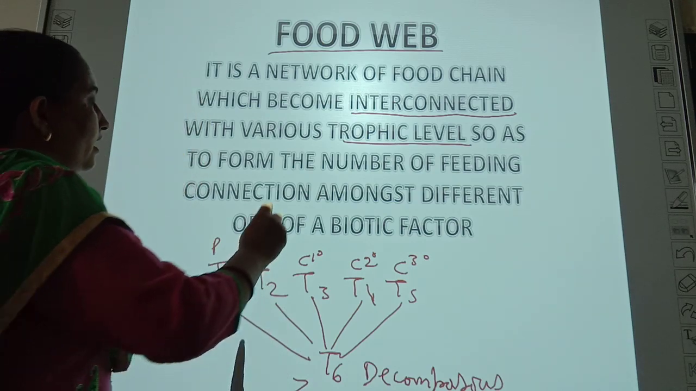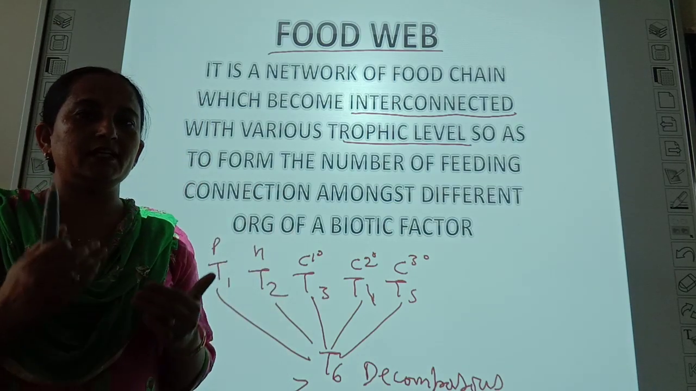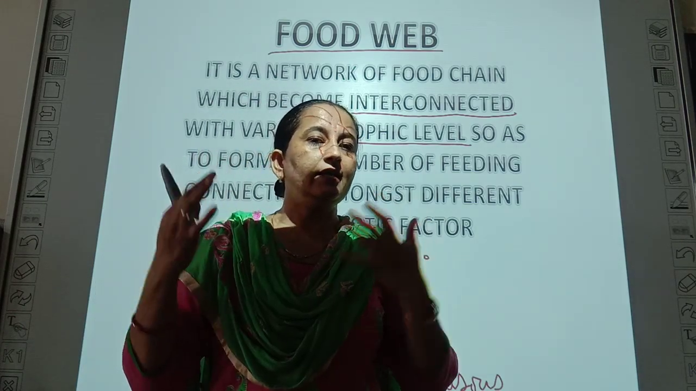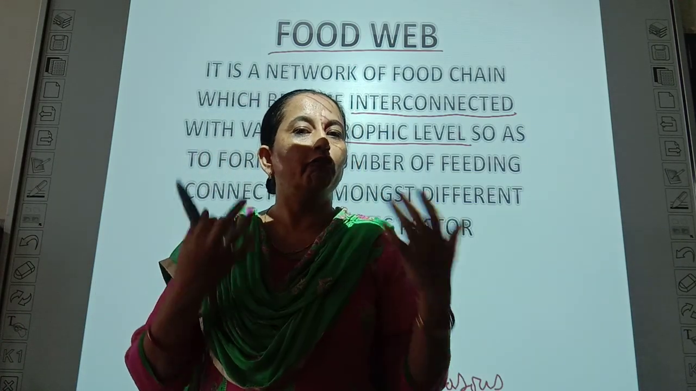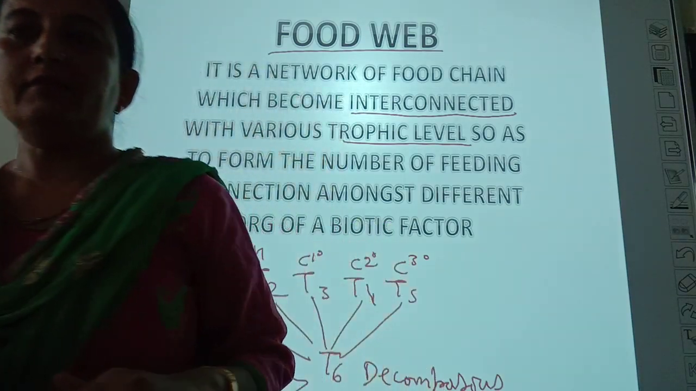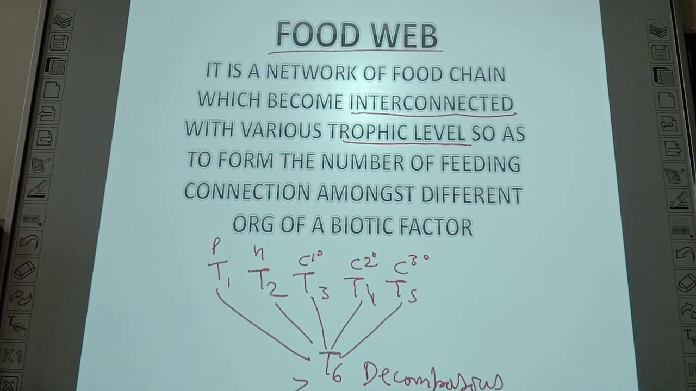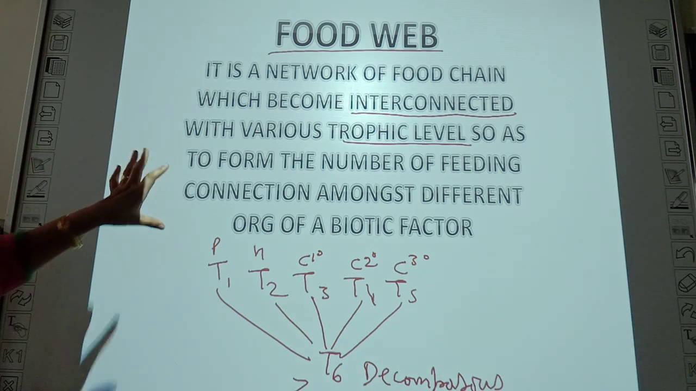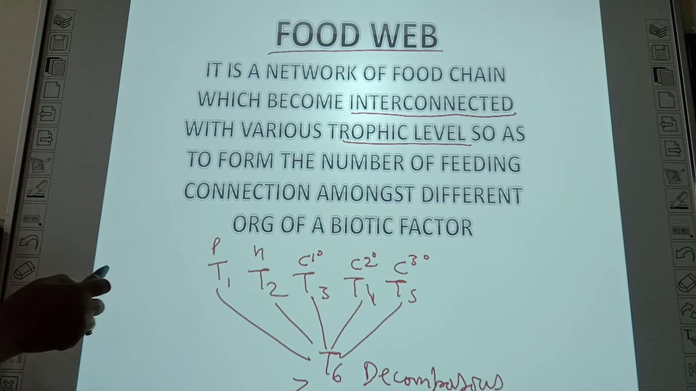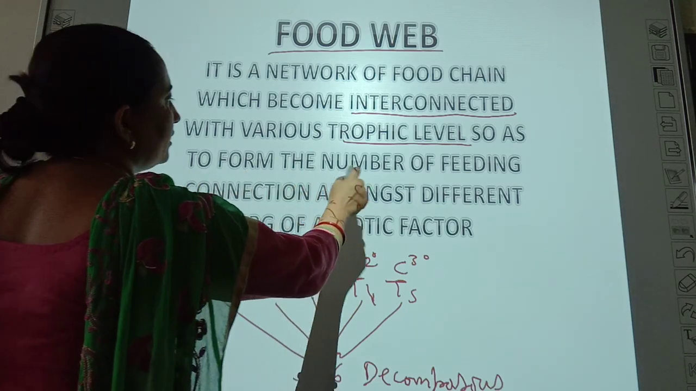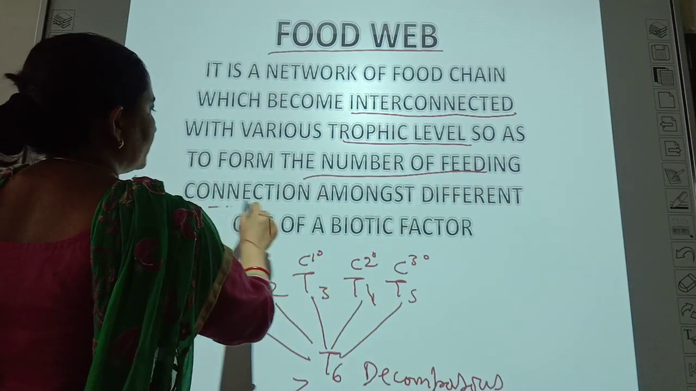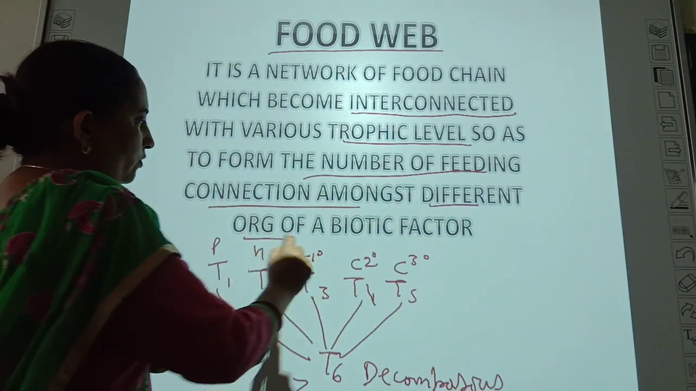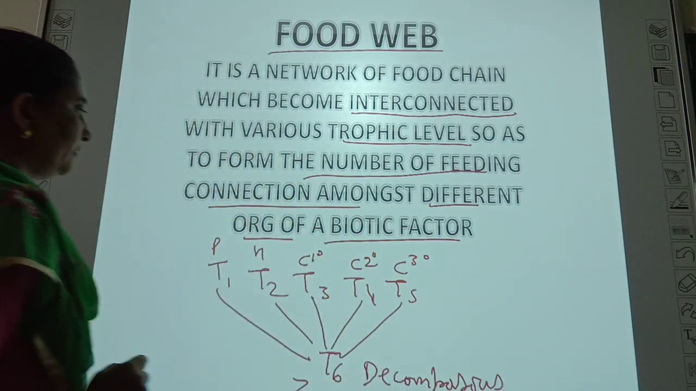All these are interconnected and no one food chain is linear. Many food chains are interconnected by more than one junction. Here many food chains interlink and form a food web, forming a number of feeding connections among different organisms of the biotic factor.